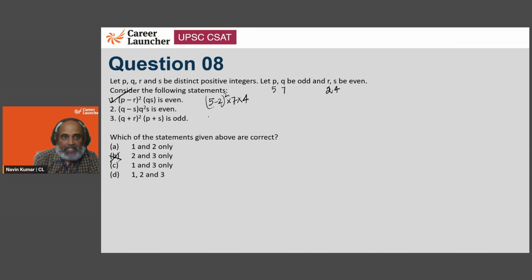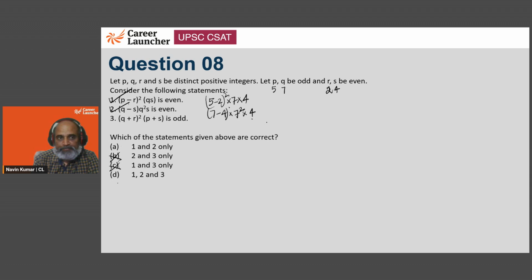Next, second, Q minus S. Q is 7, S is 4 into Q square, that is 7 square into S, 4. Again 4 से multiply कर रहे हैं एक even number से. So when we have a number and if you multiply it, if you have any type of number, even or odd, the moment you multiply it with an even number, केवल 2 से भी multiply कर दोगे तो वो even हो जाता है. The second is also true. If second is also true, so या तो A है या D है.